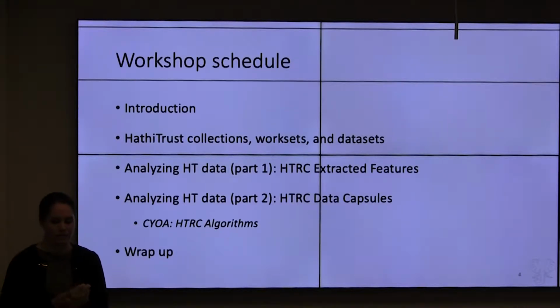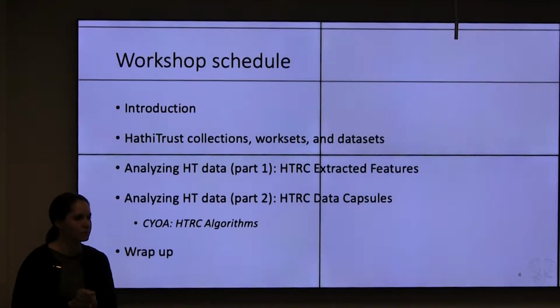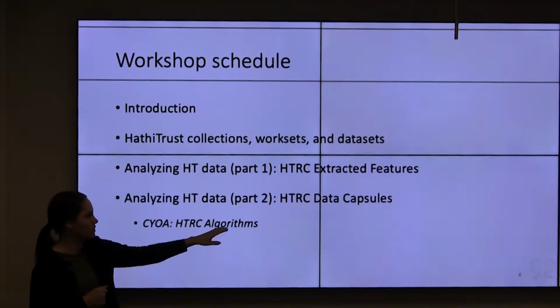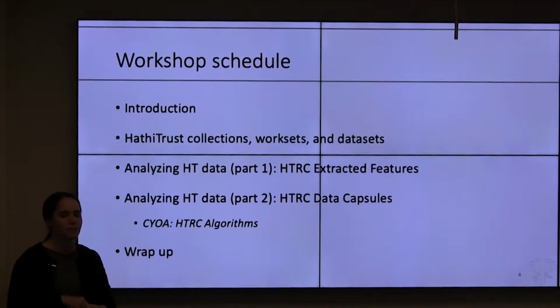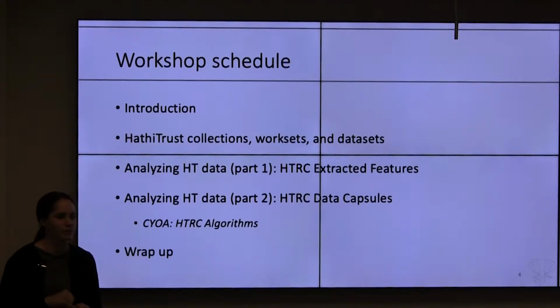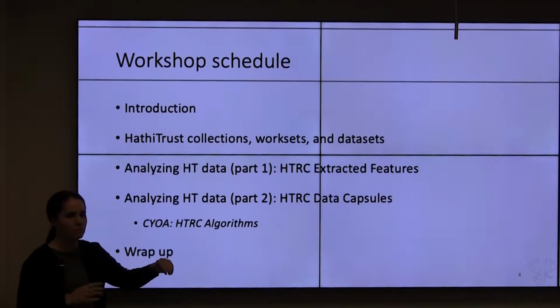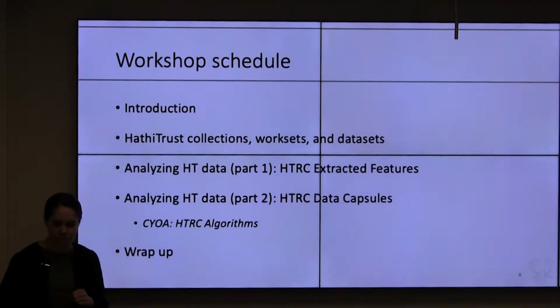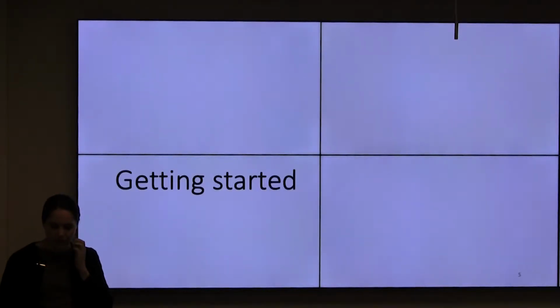We're going to talk about analyzing Hathi Trust data in two, maybe three ways. The first is using a data set that's called extracted features, and we'll be working in Python for that set of activities. And then we're going to pop into an HTRC data capsule, and you guys are going to, if you choose, do a little bit of topic modeling. If you don't want to do that, you can choose your own adventure and use one of the off-the-shelf algorithms to do some analysis, and then we'll do a bit of wrap-up.